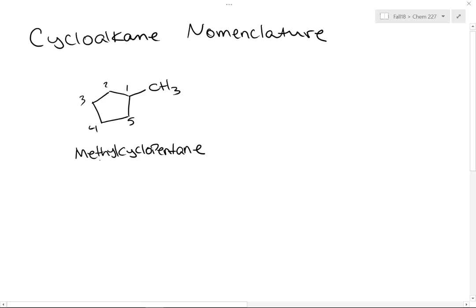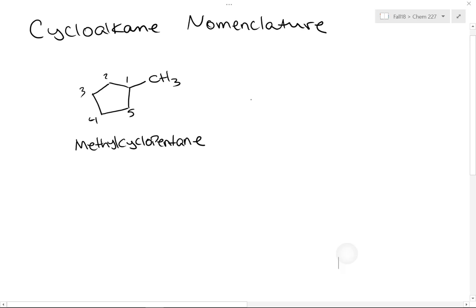And so we're not going to call this methylpentane because we need to indicate that the parent is a ring. We're also not going to call this 1-methylcyclopentane because that would be redundant. No matter which carbon this methyl is on, it would be carbon 1 because there's only one substituent. We'll see in a couple of seconds multiple substituents.